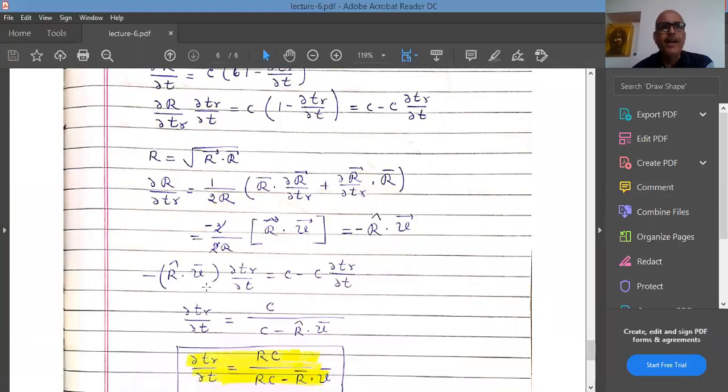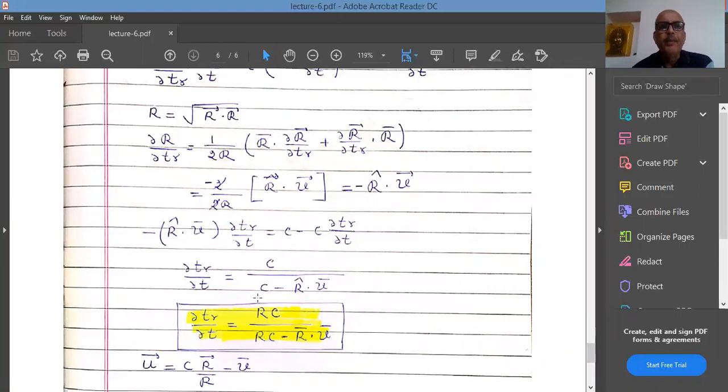So if you substitute the value here, then we get the value of ∂t_r over ∂t to be equal to c upon c minus unit vector R dot v. Again, if we write this unit vector R as vector R divided by the mod of R, that is R, then this becomes vector R divided by R. So now we can multiply both the numerator and denominator by capital R and write it in this form. ∂t_r over ∂t is equal to Rc upon Rc minus R dot v. In most of the situations, we will be using it like this. That is why we are writing it in this form.